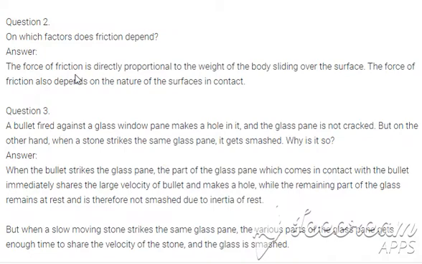So the force of friction is directly proportional to the weight of the body sliding over the surface. The force of friction also depends on the nature of the surface in contact. So these are the factors on which friction depends.